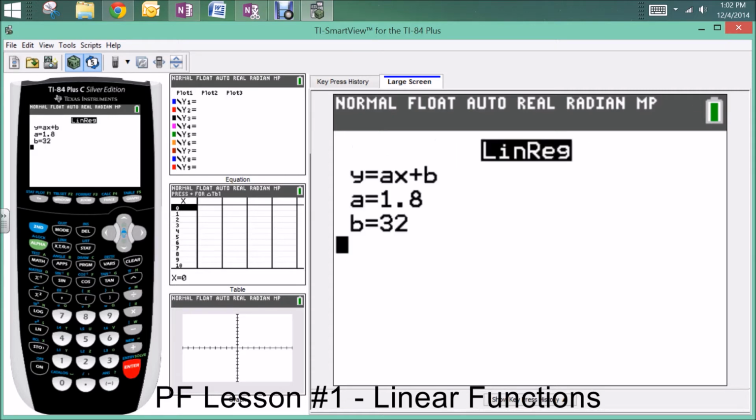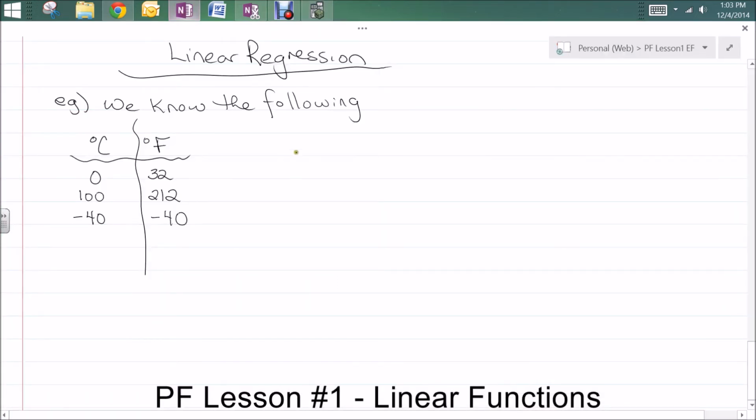But ladies and gentlemen, it gives me my equation. Y equals ax plus b. A is 1.8, B is 32. So I can go through to what I've got, and my calculator tells me that Y equals 1.8x plus 32. Okay? And this is an equation that links rate of change, or degrees Celsius to degrees Fahrenheit.